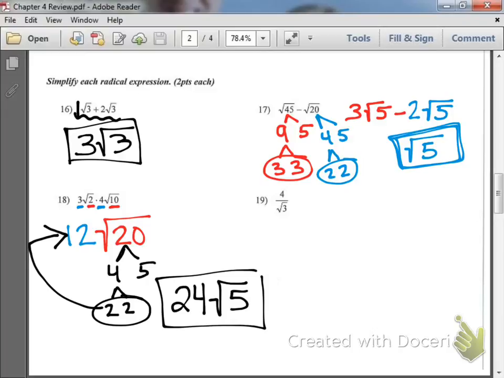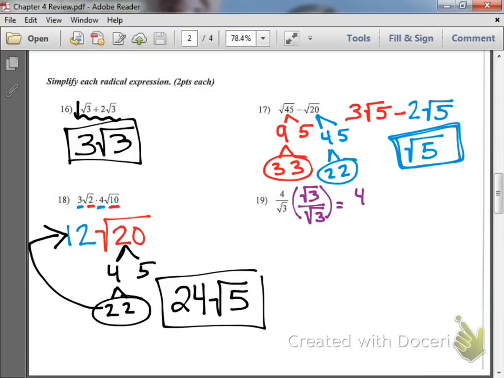Alright, number 19, this is where we have that trick to get rid of the square root in the denominator. We multiply the top and the bottom by the square root of 3. Whatever is in the radical on the bottom, multiply the top and the bottom by that. That'll get it out of your denominator, which is the whole point of this section.